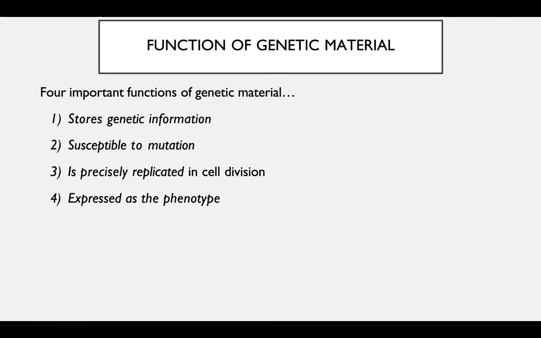So what is the function of genetic material? DNA helps store your genetic information. It's precisely replicated in cell division, expressed as your phenotype, and importantly, it is susceptible to mutation. A lot of mutations are harmful, but there are mutations that can lead to increased development. And that's how bacteria survive as well.